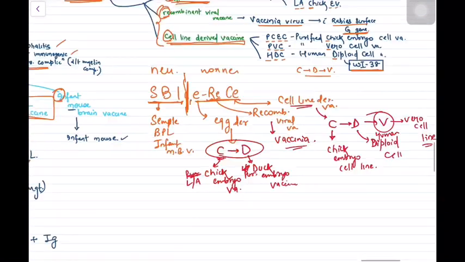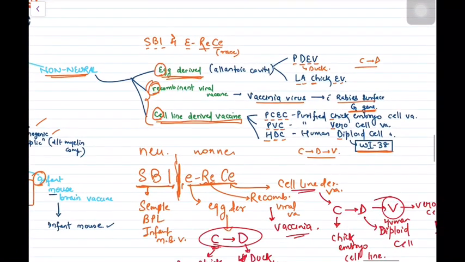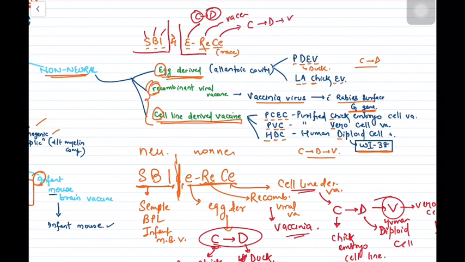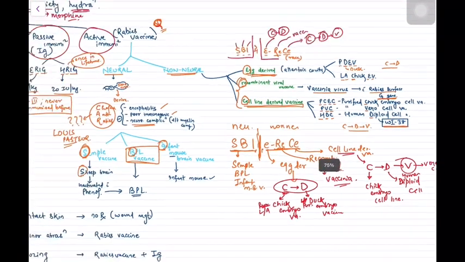So yes, this is what I have written. Sample, BPL, infant mouse brain, this is neural component, this is non-neural component. Egg derived, recombinant, cell line derived. In this you have chick and duck. In this you have only vaccinia. In cell line derived you have C, D, V. This chick embryo cell line, this diploid cell line and vero cell line. So I hope it is easier to remember now.